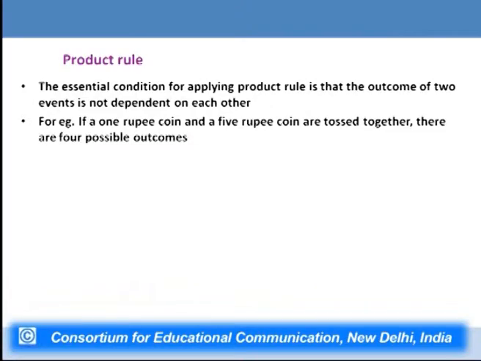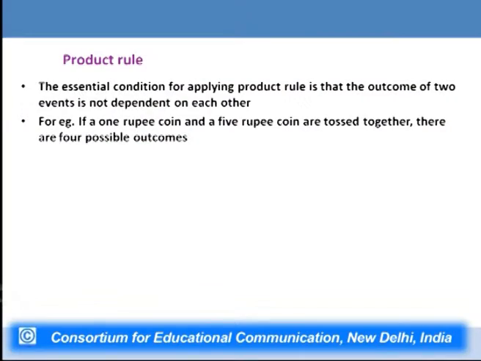So, the essential condition for applying the product rule is that the outcome of 2 events is not dependent on each other; they are independent of each other. For example, suppose we toss 2 coins, a 1 rupee coin and a 5 rupee coin, together. There can be 4 possible outcomes of this tossing. The two coins are tossed together simultaneously.